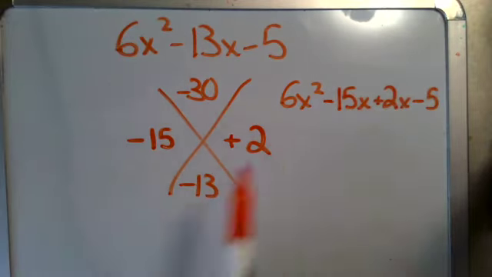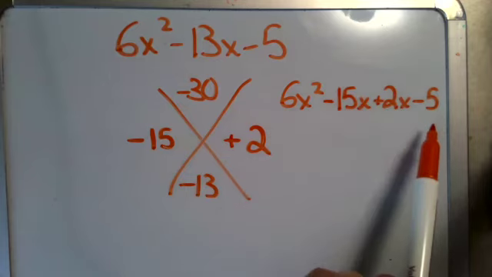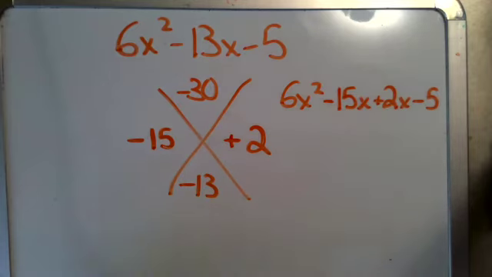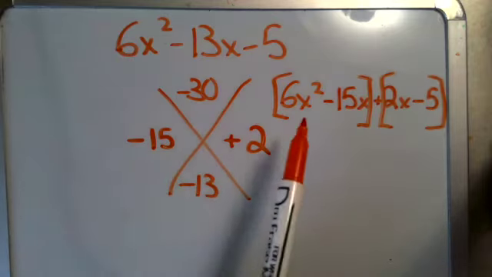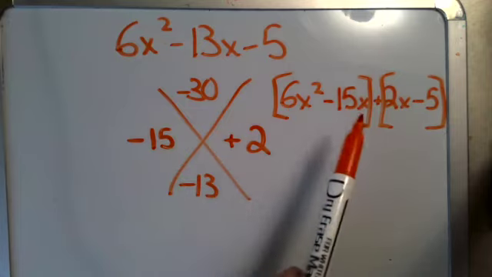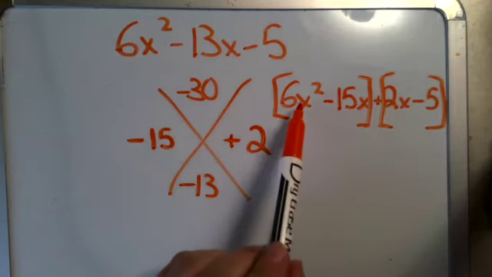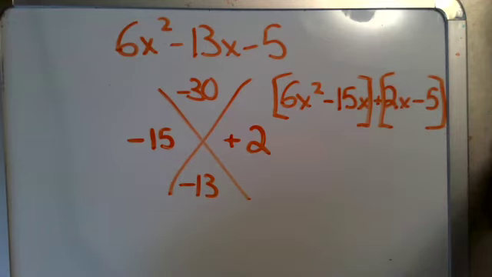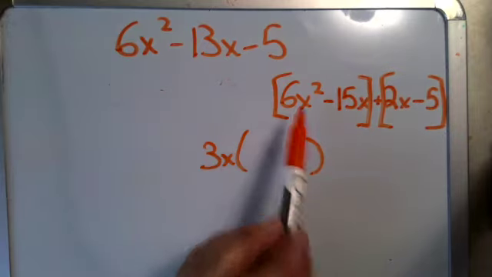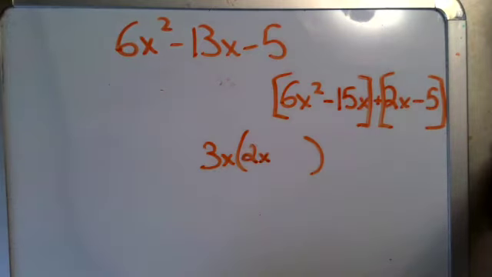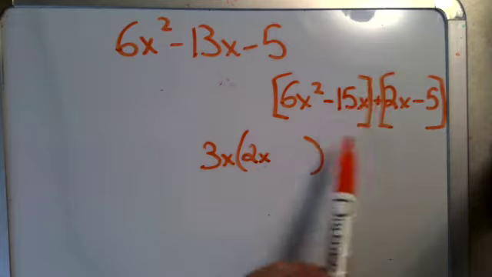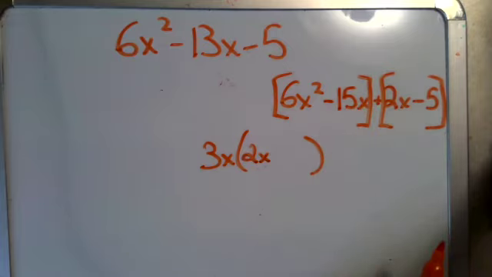Now, to get it from our FOILed version back into our factored version, we're going to continue with factoring by grouping. And what factoring by grouping does is it just says, I'm going to look at these two terms and anything that's common to both, I'm going to factor out. They both contain an x. They both contain a 3. I'm going to factor out a 3x. And when I factor a 3x out of 6x squared, I'm left with 2x. And when I factor a 3x out of minus 15x, I'm left with minus 5.